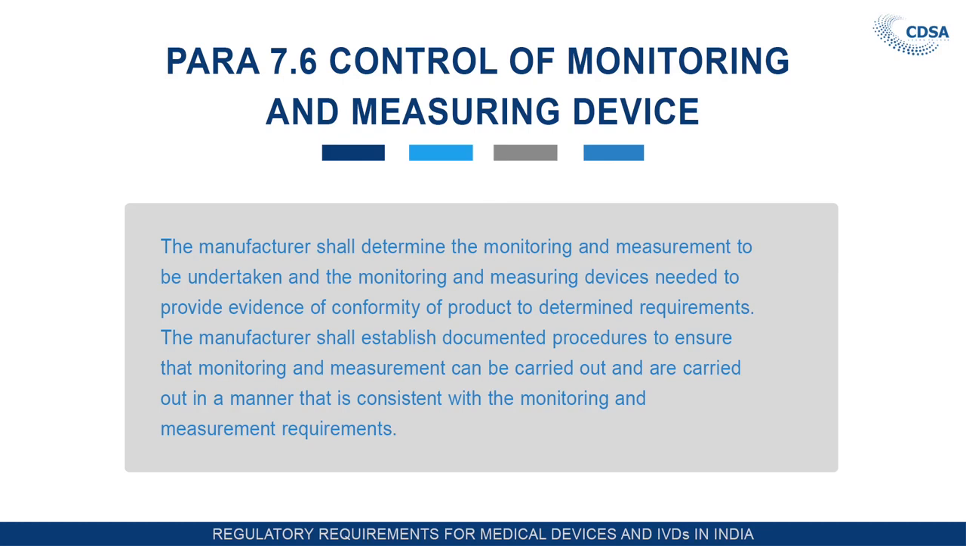The manufacturer shall establish documented procedures to ensure that monitoring and measurement can be carried out and are carried out in a manner that is consistent with the monitoring and measurement requirements. So the monitoring and measurement requirements are controlled by monitoring and measurement equipment, which are again dependent on the requirement of the product.